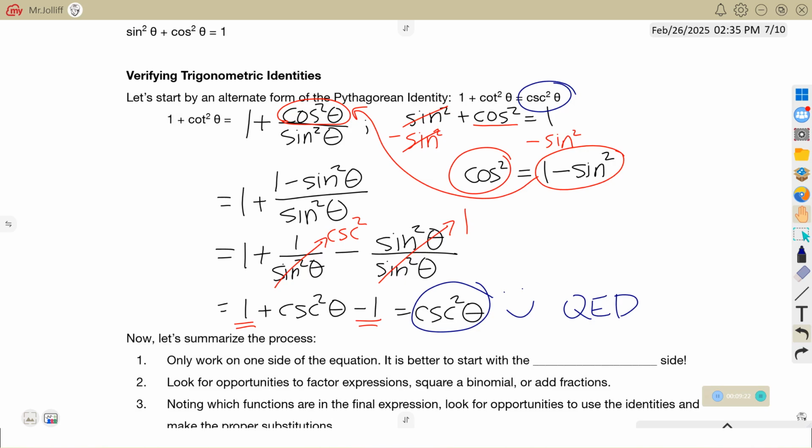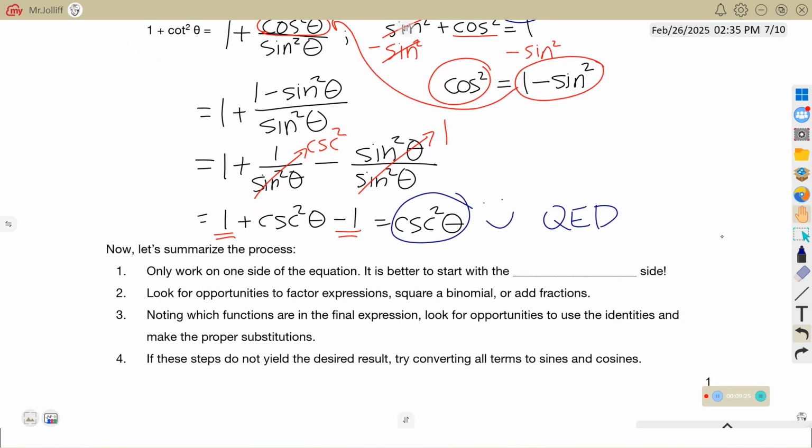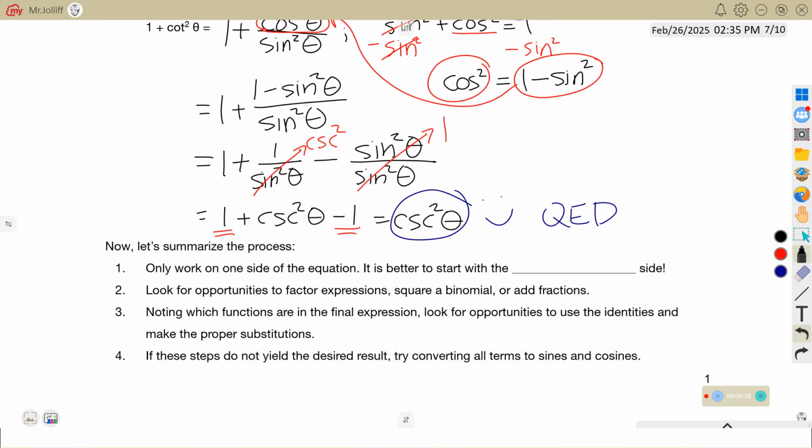The big important thing that we just did when we started is that we worked on one side of the equation to make it look like the other. We didn't write out the whole equation, 1 plus cotangent squared equals cosecant squared. We just chose the 1 plus cotangent squared side. And the question is, how do I decide which one side to work on? The answer is you always want to pick the more complex side. Pick the side of the equation to start that has more stuff going on.